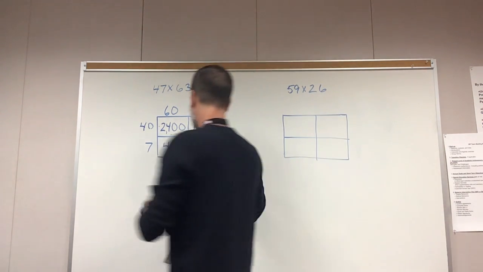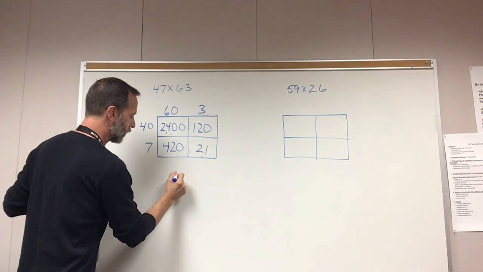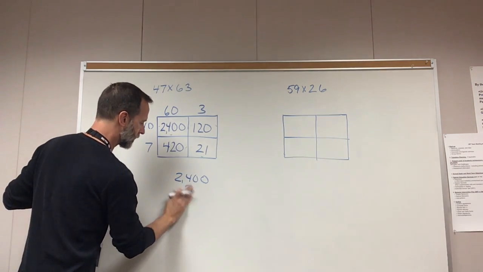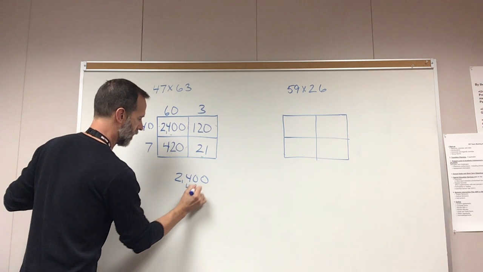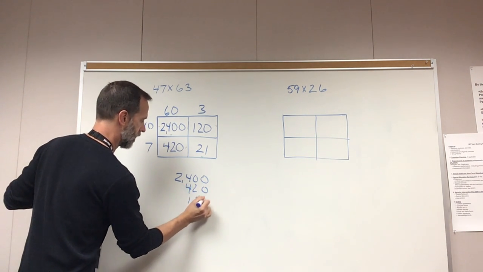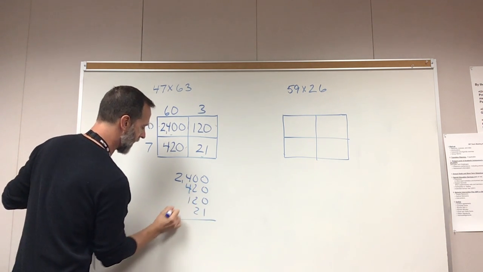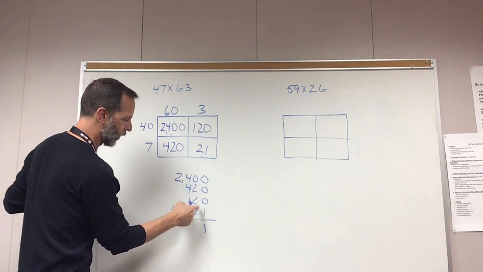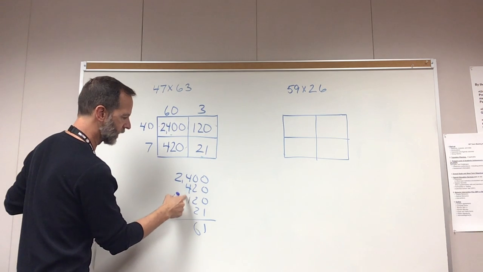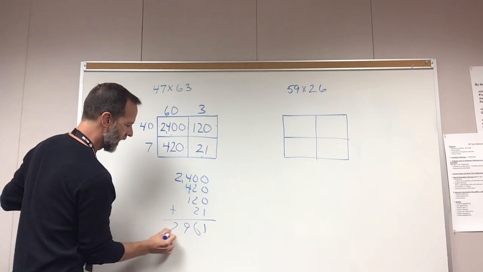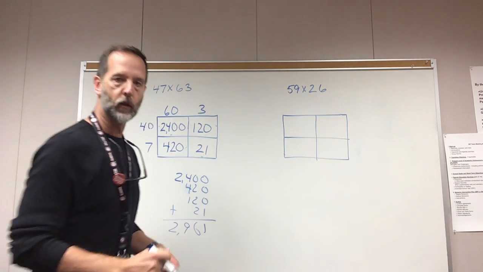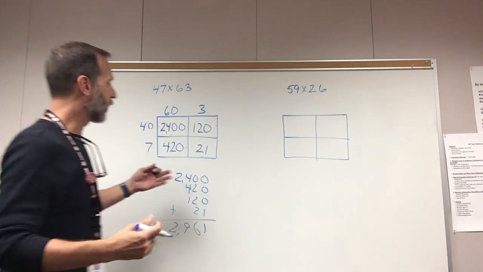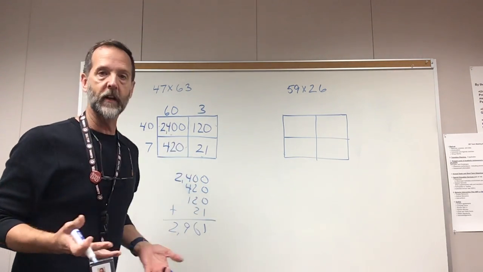Okay? I've got to add them all together. So I could write the numbers down and I can add them. That's going to be a 1, 2, 4, 6. 4 and 4 is 8 plus 1 is 9. And I get a 2 here and I get 2,961. Now, when you go to add them, could you add some of it in your head?